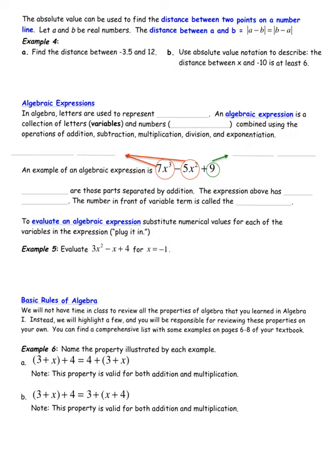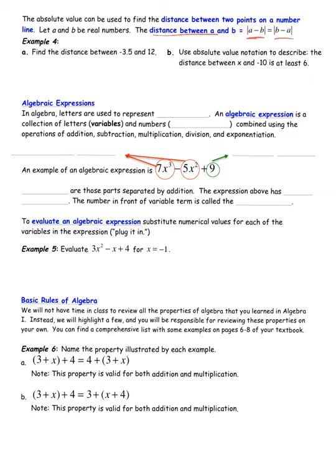So the distance between 2 points, A and B, on the real number line is simply the absolute value of the difference. So if we have numbers A and B, we can do the absolute value of A minus B, or the absolute value of B minus A. Those will be the same values because when we take the absolute value, the output will be 0 or positive. It will never be negative. So let's try example 4.